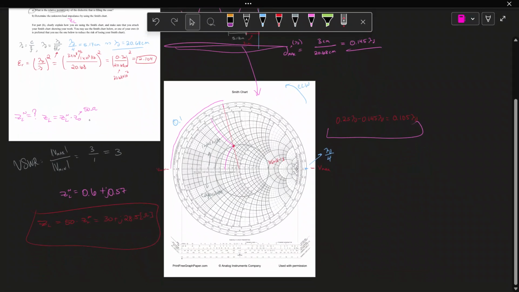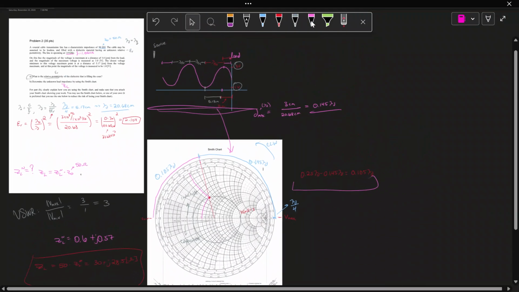I'll even put this is 0.105 lambda d, and then this part here is 0.145 lambda d. Maybe this will clear up some confusion about how I got the distances. Notice how the addition of 0.105 and 0.145 is 0.25, a quarter of a wavelength. So yeah, that's how you do this.